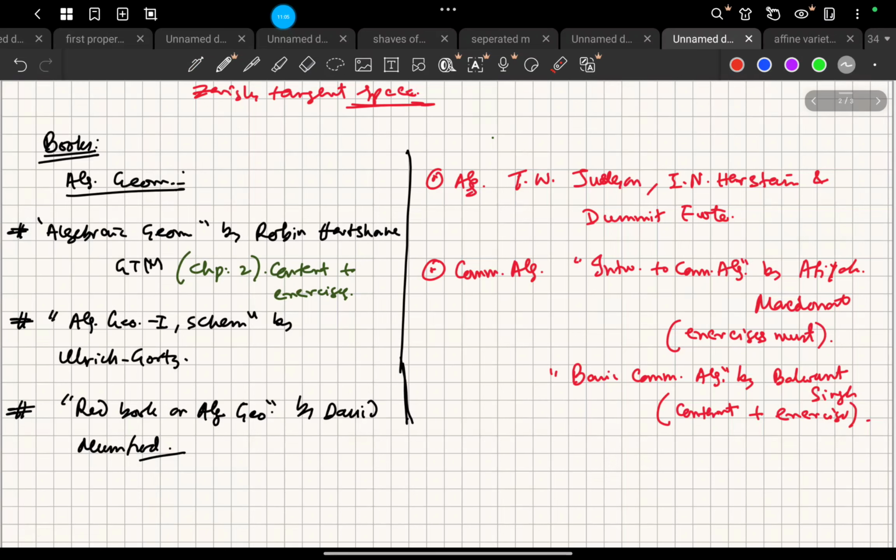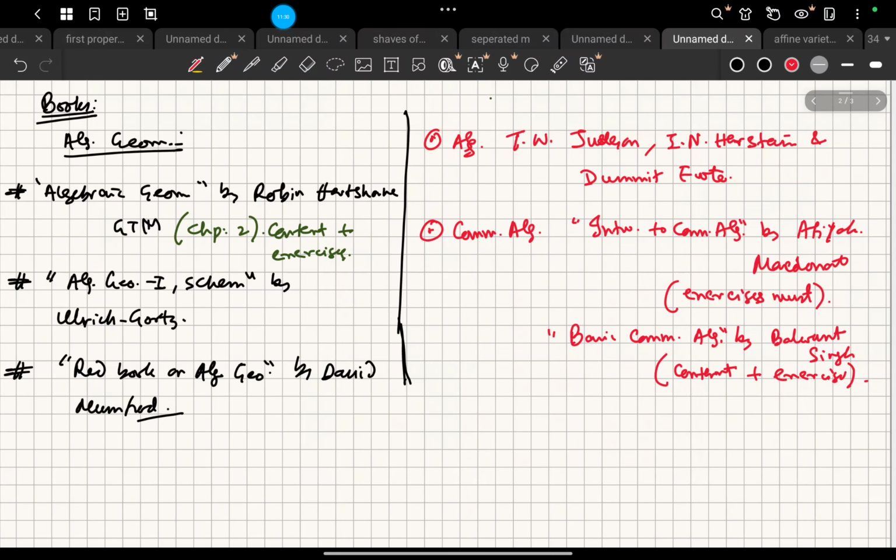Of course, if you go through both the books, you will find that both are complementary to each other, because Commutative Algebra by Atiyah-MacDonald and Basic Commutative Algebra by Balwant Singh are basically complementary. Whatever is in the exercises of Atiyah-MacDonald is included as textual assignments in Basic Commutative Algebra by Balwant Singh. So I will suggest that you deal with both the books.